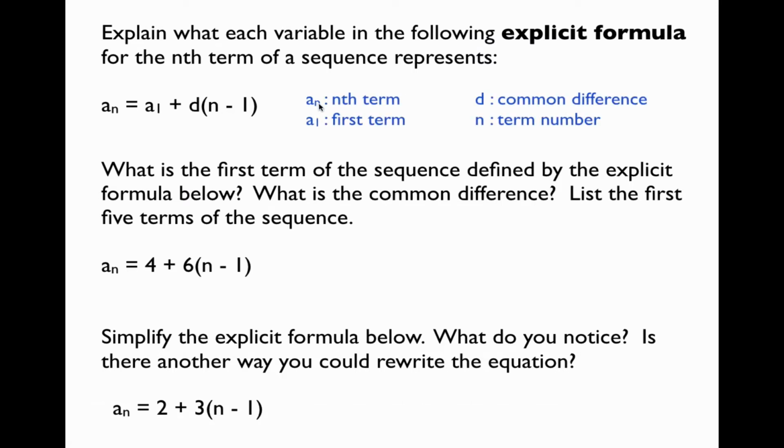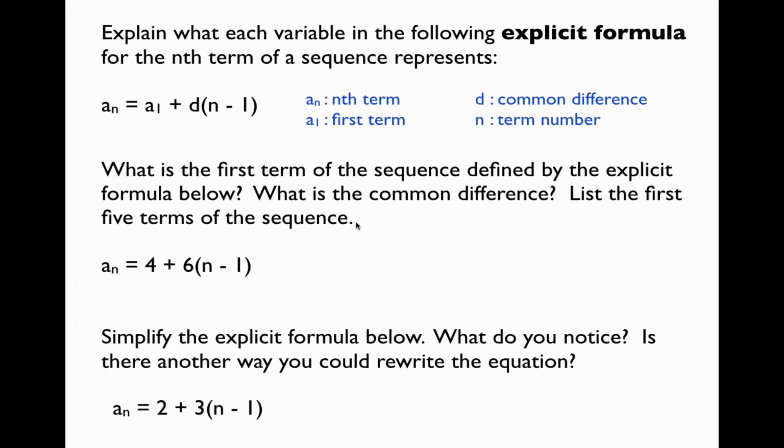So a sub n represents the nth term. A sub 1 represents the first term of the sequence. D represents the common difference. And n represents the term number. All right, so we'll see an example in this next task. What is the first term of the sequence defined by the explicit formula below? What is the common difference? And list the first 5 terms of the sequence. All right, so pause the video and see if you can do those 3 tasks now.